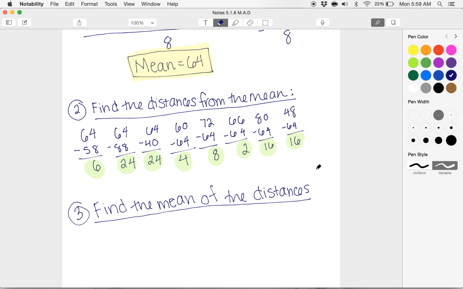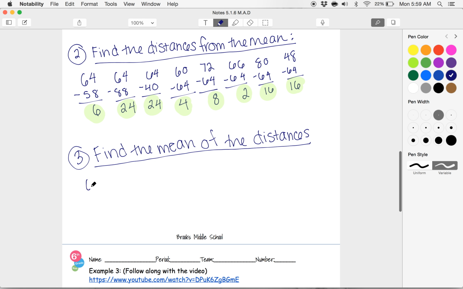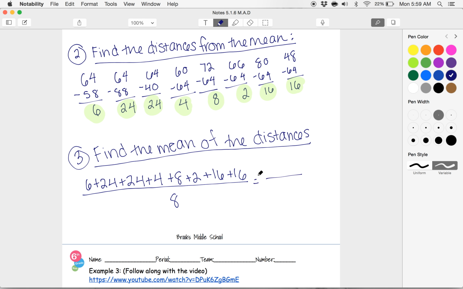All right, here we go. 6 plus 24 plus 24 plus 4 plus 8 plus 2 plus 16 plus 16, all divided by 1, 2, 3, 4, 5, 6, 7, 8. All right, let's find that sum. 6 plus 24 plus 24 plus 4 plus 8 plus 2 plus 16 plus 16 gives me 100 divided by 8.